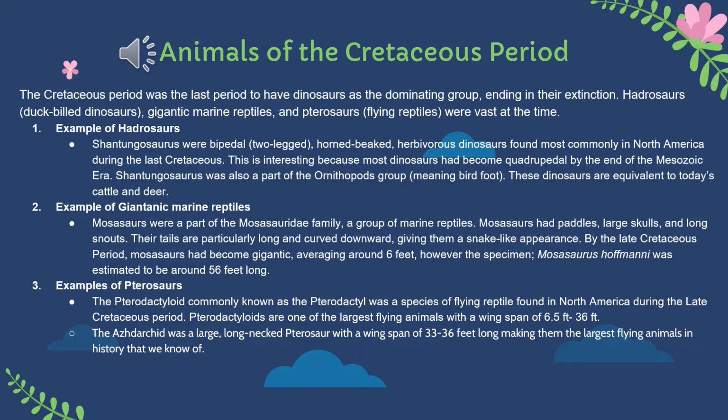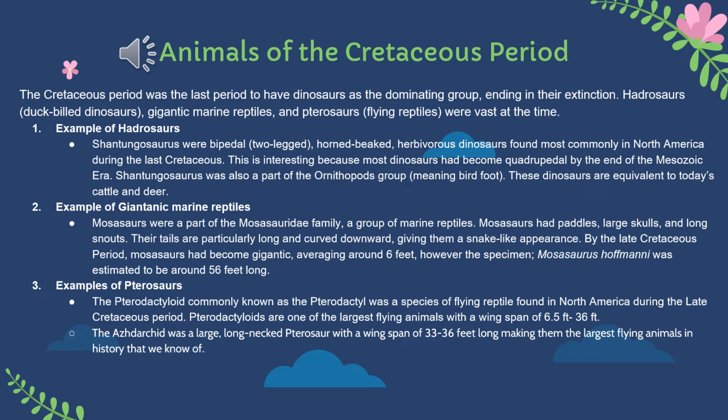By the late Cretaceous period, Mesosaurs had become gigantic, averaging around 6 feet. However, the specimen, Mesosaurus hoffmanni, was estimated to be around 56 feet long. Examples of pterosaurs. The pterodactyloid, commonly known as the pterodactyl, was a species of flying reptile found in North America during the late Cretaceous period.